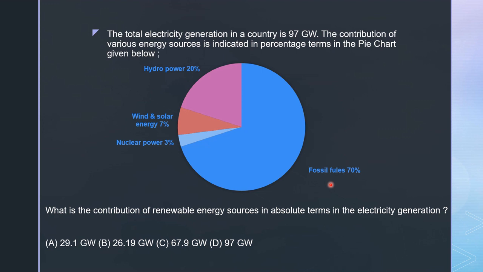So by using fossil fuel we have to generate 70% energy, right? So how do we calculate this contribution? The total electricity generation in a country is 97 gigawatt. So 97 into 70%. If we calculate this number, we get the answer, right?